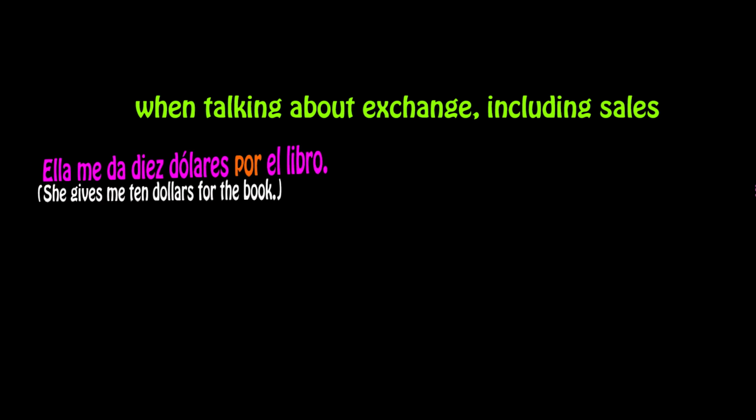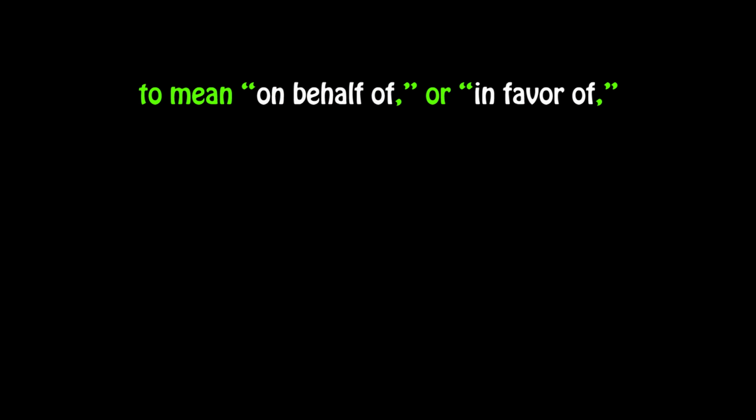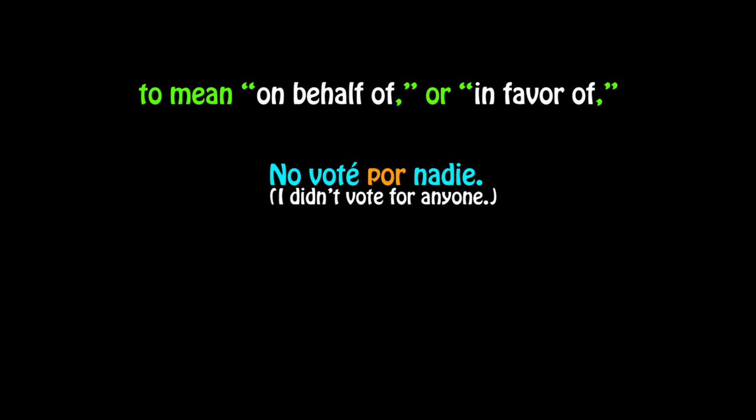When you go shopping, you use it to talk about exchange, including sales, as in ella me da $10 por el libro. She gives me $10 for the book. There are times when we use por to mean on behalf of or in favor of. An example could be no voté por nadie. I didn't vote for anyone.